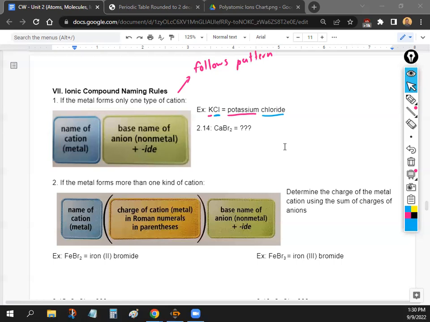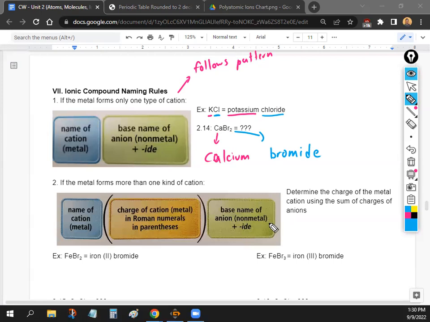Alrighty, guys, let's go over the names. So let's start with the cation. What's the name of the cation? Yeah, calcium. Ca is calcium. Okay. Our anion, Br, is bromine, but we got to change the ending to IDE, so it's bromide. Okay. So calcium bromide. All right, pretty simple, right?